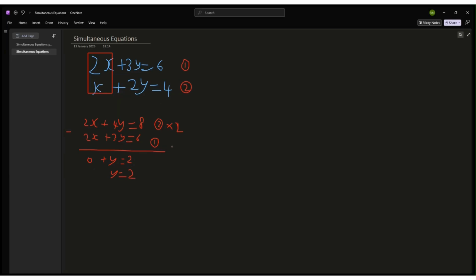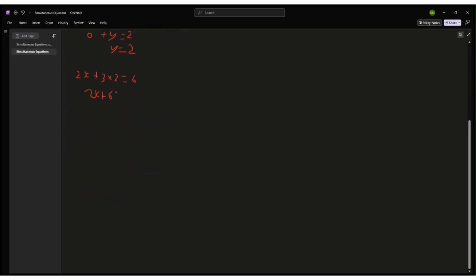So now what we want to do is substitute that back into one of the equations so we can find a solution. Let's substitute into equation 1. So we have 2x plus 3 times y, which is 2, and that equals 6. So we have 2x plus 6 is equal to 6.